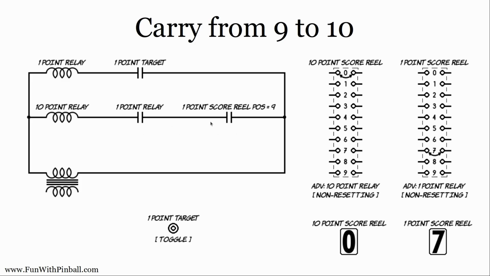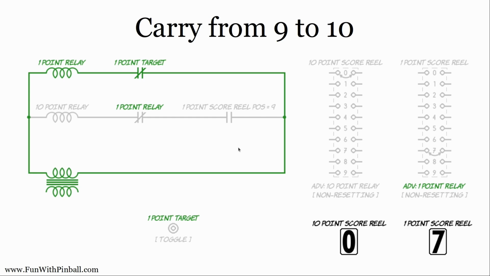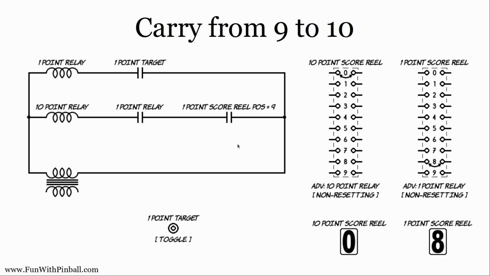But there's a second switch here that's only going to allow that circuit to take effect if my 1-point score reel is at position 9. So the first time I hit that target, I get a path through the top coil, and notice the switch in that second circuit is also closed. It's trying to let current through, but because that 9-point switch hasn't closed yet, because I'm only at 7. And when this top switch opens up, everybody relaxes, and I roll forward to 8.